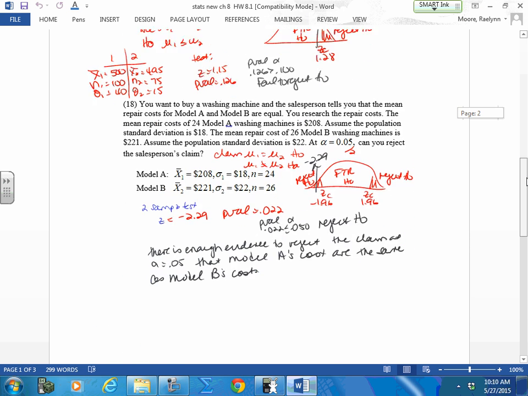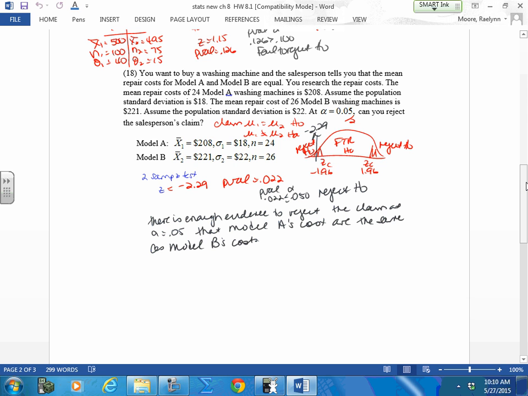Okay, now here comes your word problems. And some of you got thrown off by your N. You had 24 Model A machines, you had 26 Model B machines. Those were your N's, N1 and N2. Just pull out your information somehow. There's your mean, your standard deviation for your population, and your N's, your cutoff value of 0.05, don't forget to divide it by 2.